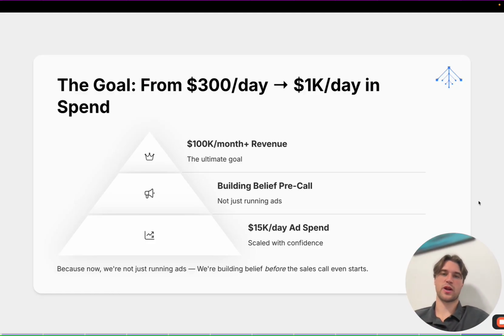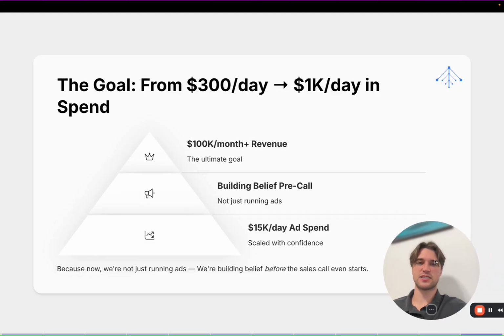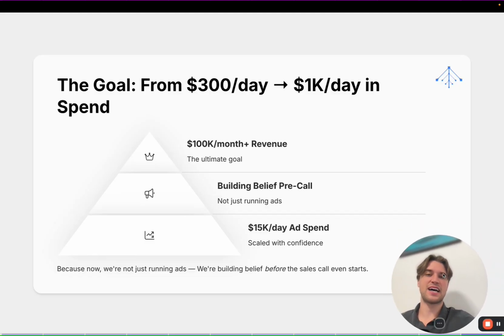And it all works because we're going to be building that belief pre-call. We're not just running ads, we're building belief before the sales call even starts. So they're not in education mode, they're in a buyer's mindset. So that's what we're going to do to get them up to $1,000 a day in ad spend, 100K in revenue. And that's how we think about data, how we optimize, and how you could potentially make your funnel even more profitable.